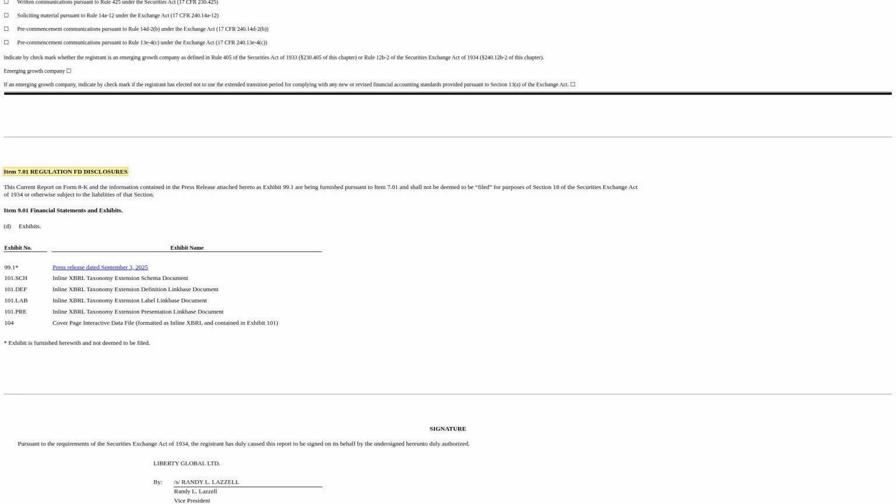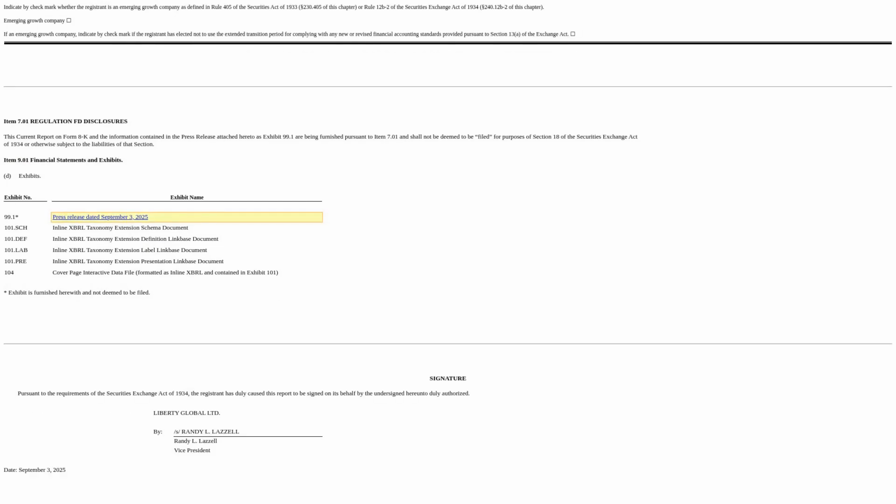And what they're disclosing here, as noted in Exhibit 99.1, is a press release dated September 3rd, 2025. So this report's main purpose is to officially file and share whatever important news was in that press release. It's how they make sure that the information is publicly available at the same time, sticking to those fair disclosure rules.